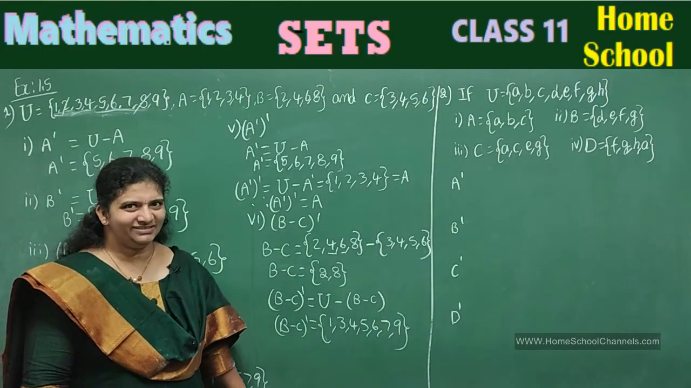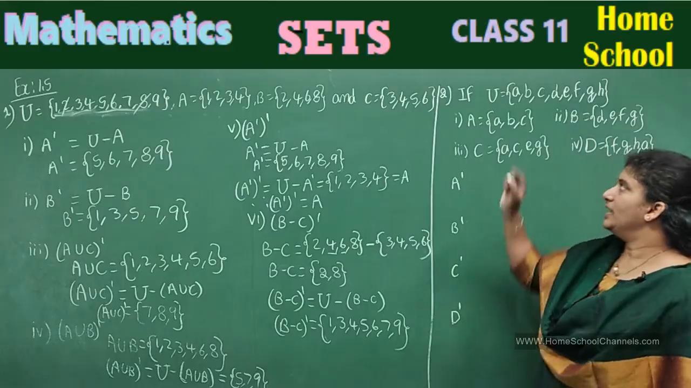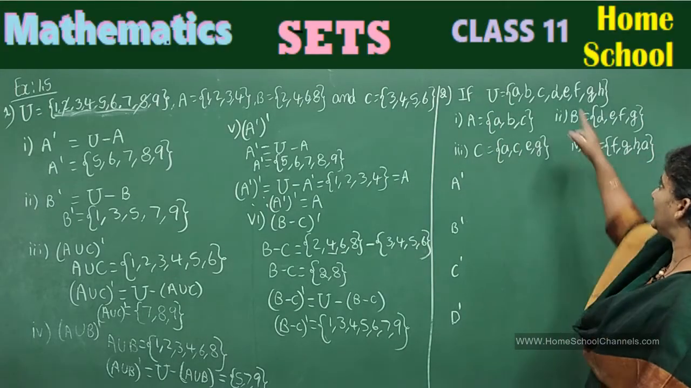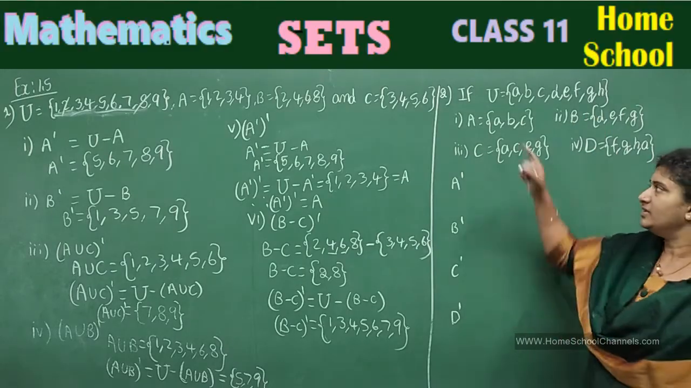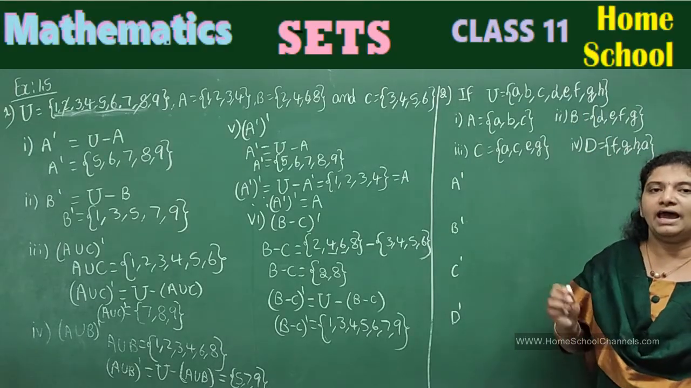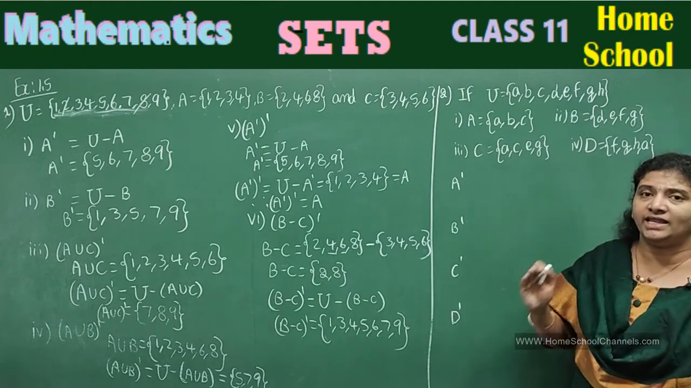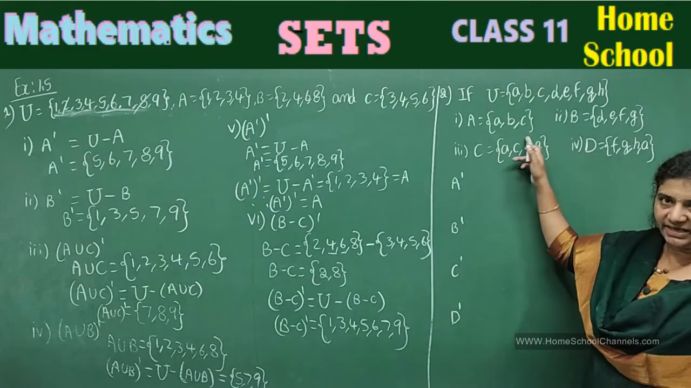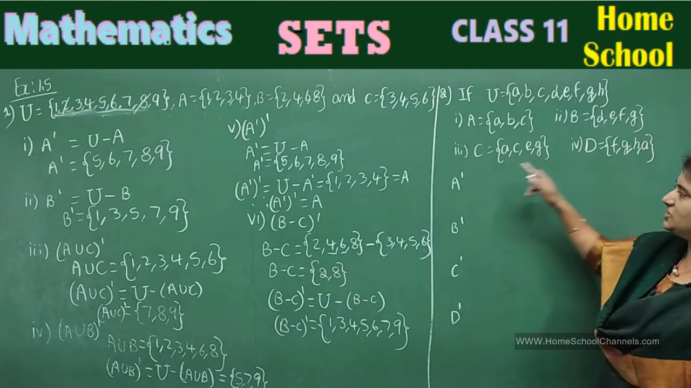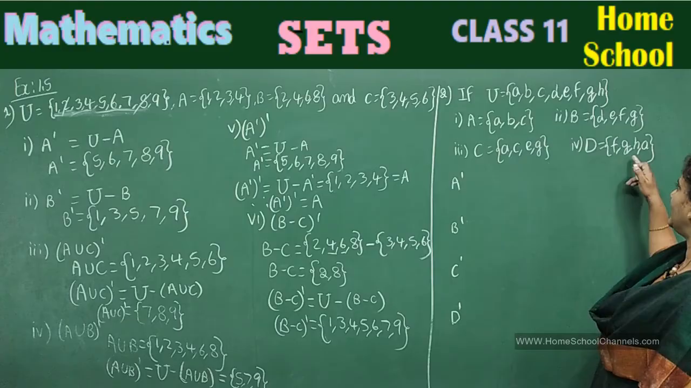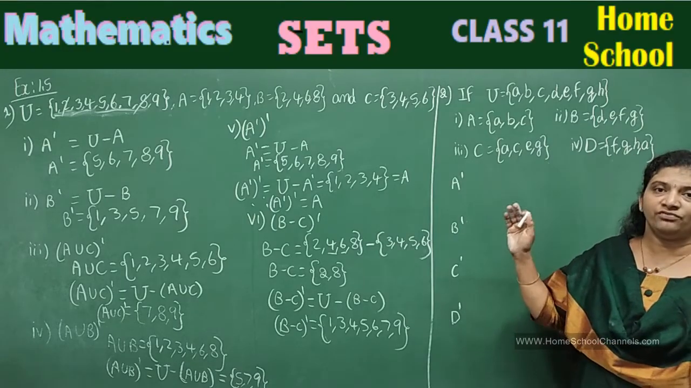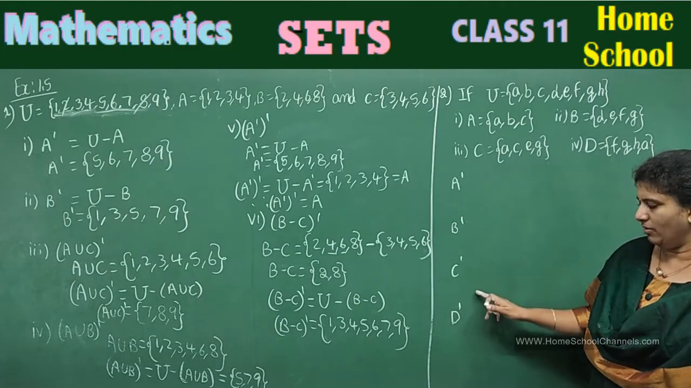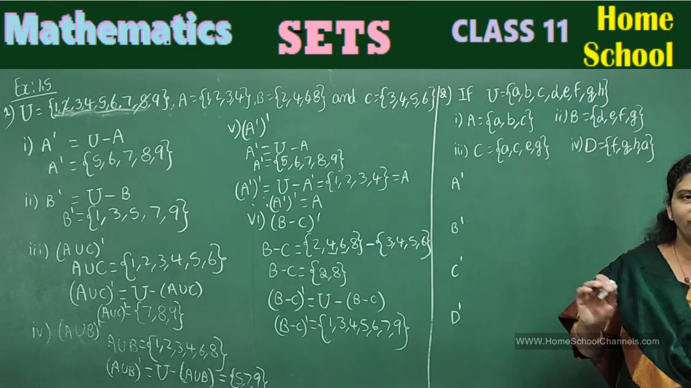Okay, is this clear? Second one, if the universal set U is equal to {a, b, c, d, e, f, g, h}, these are all the subsets given, and your question is to find the complements of these sets. We need to find these sets' complements. That means A complement, B complement, C complement, D complement we need to find.